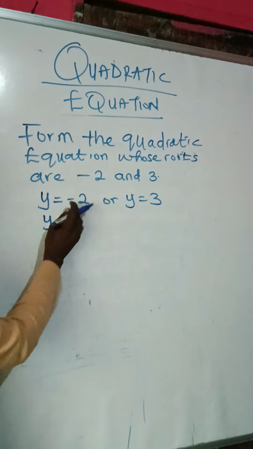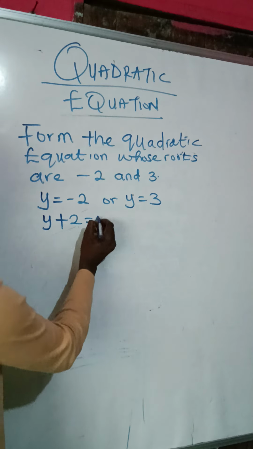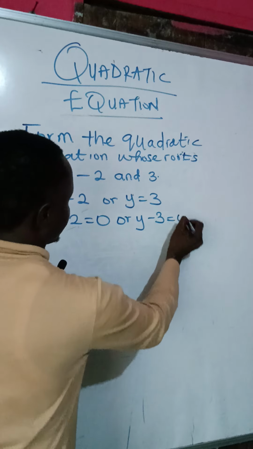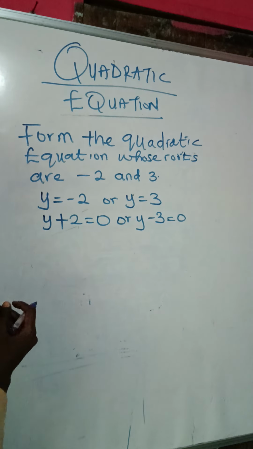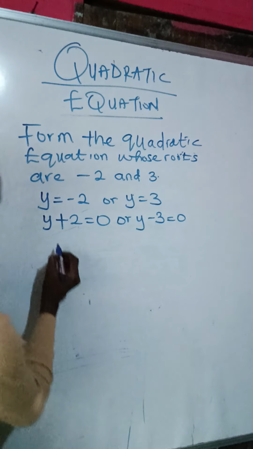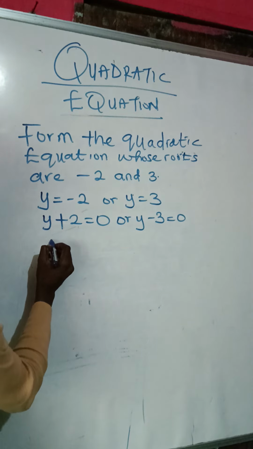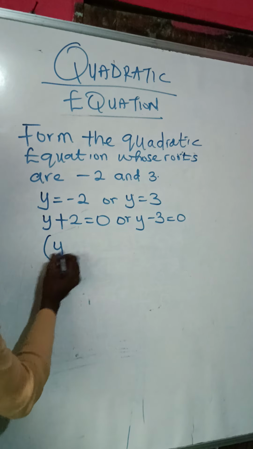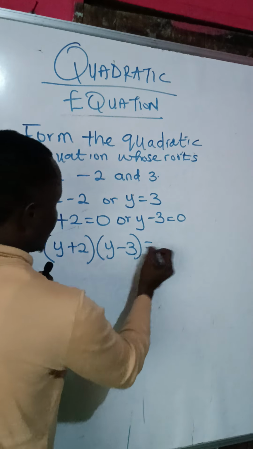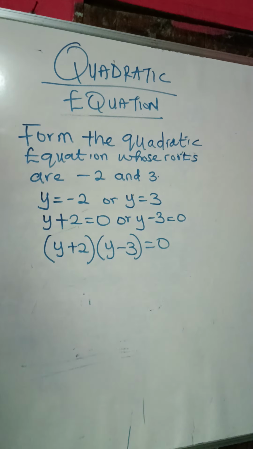We now have y, which is minus becomes +2, equals 0, or y minus 3 equals 0. So we bring them together and make the two equal to only one 0. We now have, open a bracket, y plus 2, and we have y minus 3. Now these two are in brackets.